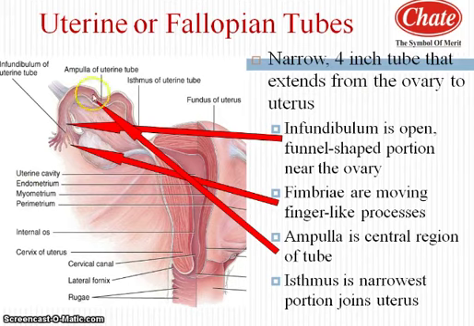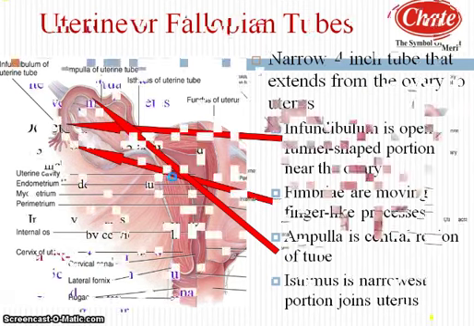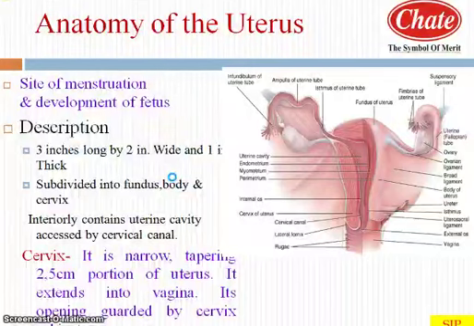Now, this ampulla is lined by ciliated epithelium. After the ampulla comes the next part, that is the isthmus, which connects the oviduct with the uterus. Now focus on the uterus.